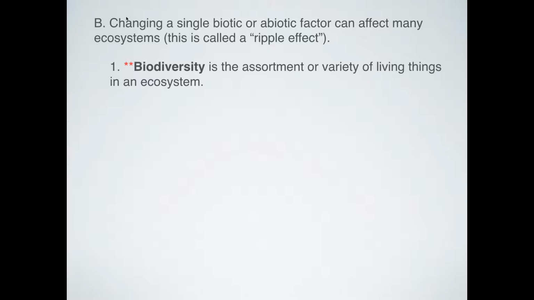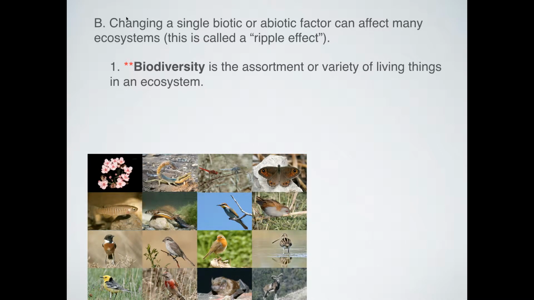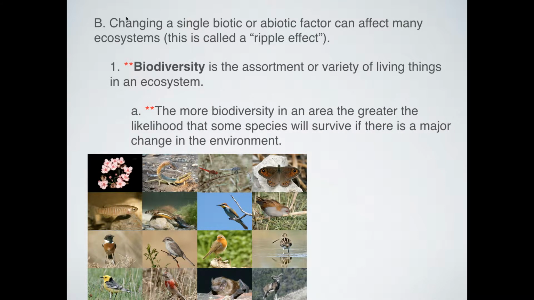So the first definition that we need to talk about is the word biodiversity. Biodiversity would be the assortment or variety of living things that you find inside of an ecosystem. And here's a great picture of the biodiversity that we find everywhere on Earth. The more biodiversity an area has, the greater the likelihood that some of the species will survive if there is a huge change. So if that ripple effect starts because we've changed something, the more biodiversity, the better.